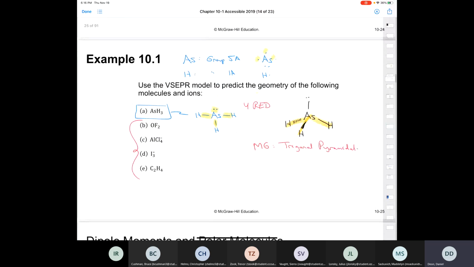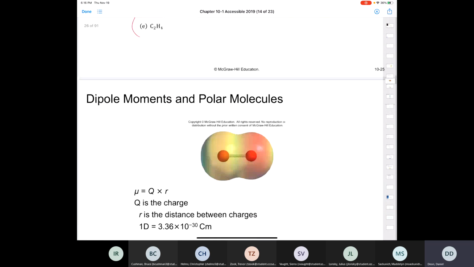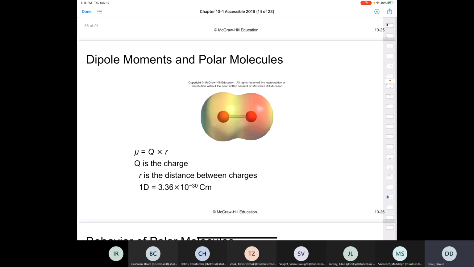Well, that covers example 10.1. Let's move on from there and talk about a new topic, which is what is referred to as a dipole moment in polar molecules. A polar molecule is nothing more than a molecule that is held together by covalent bonds, so a regular molecule, but we have an unequal sharing of electrons. What does that mean?